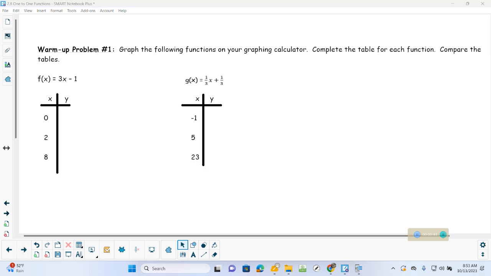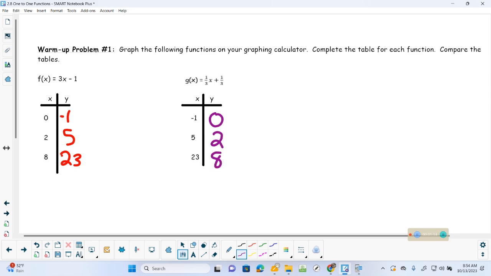Okay, so what do you have? It looks like some of you already have them figured out. What do you have for your y coordinates on the first one? What do you have for this guy? What's your second? What do you have for 2? 5 and 8. Got it. Okay, then of course, hopefully you've already typed this one in. For -1, what did you get? 0. What did you get for 5? 2. And 23 gave you.